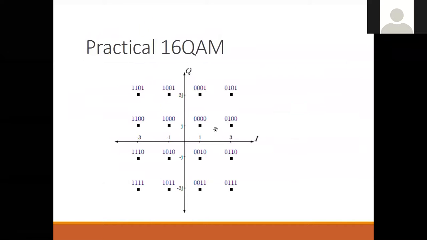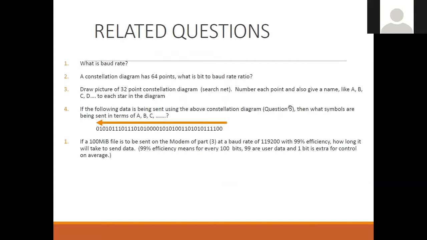Call them A, B, C, D. These are then called symbols. So symbol rate is how many symbols are being sent per second. Baud rate has another name, symbol rate. So this point over here is one symbol. This point over here is one symbol. This point over here is one symbol. So each symbol is called symbol A, B, C, D, which is attached to each star in the constellation diagram.